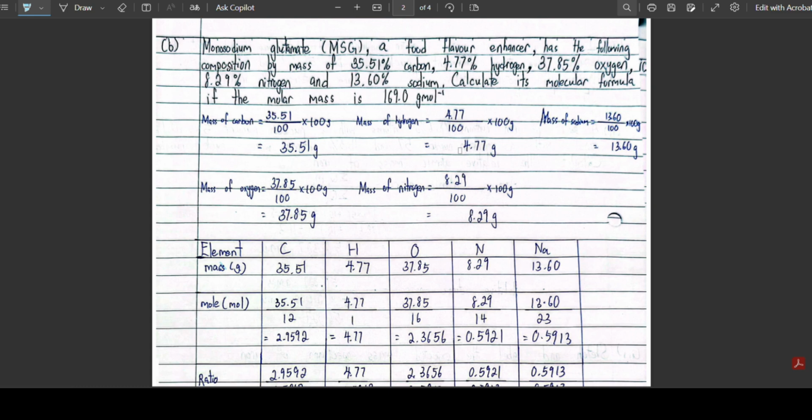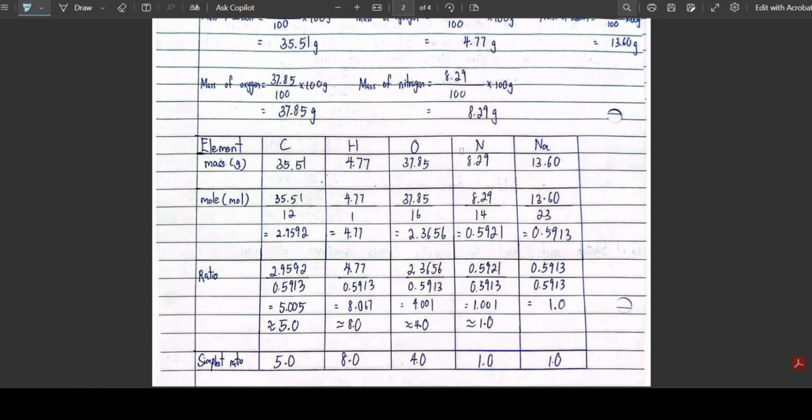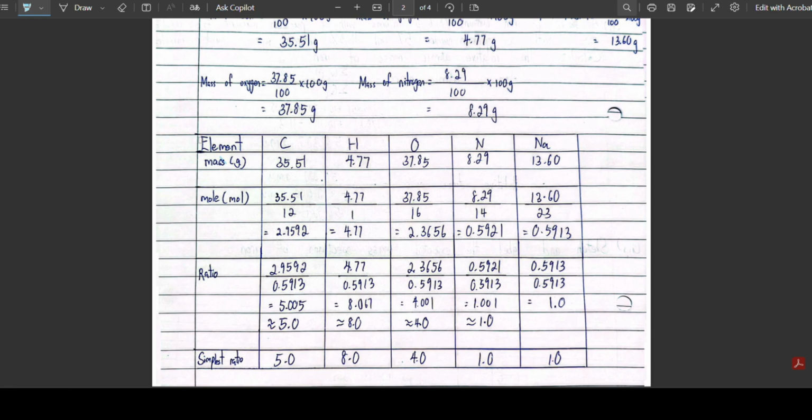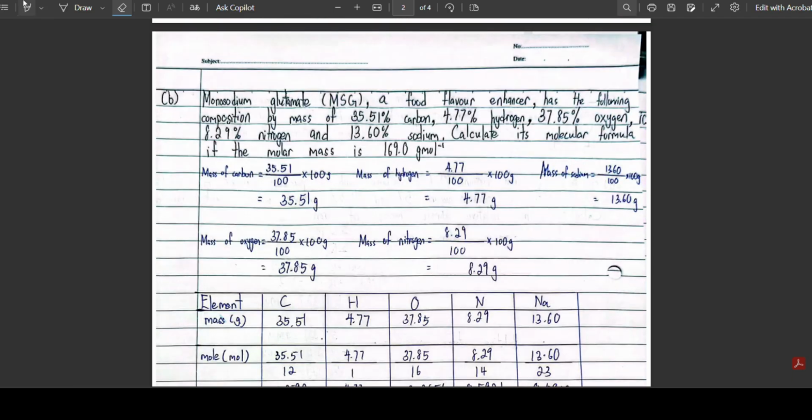Before we determine the molecular formula, we need to find out the empirical formula first. So, as usual, to find the molecular formula, we need to determine the empirical formula first. So we are going to write down the table. Before we write down the table, we need to find out the mass first, because the mass has been given in percentage.